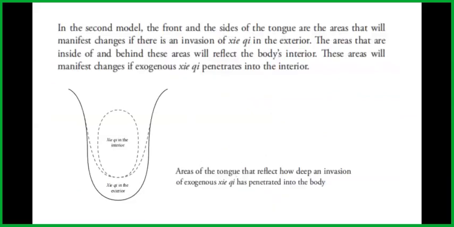In the second model, the front and the sides of the tongue are the areas that will manifest changes if there is an invasion of pathogenic qi in the exterior. The areas that are inside of and behind these areas will reflect the body's interior. These areas will manifest changes if exogenous pathogenic qi penetrates into the interior. As you can see in the picture, these are the areas of the tongue that reflect how deep an invasion of exogenous pathogenic qi has penetrated into the body.